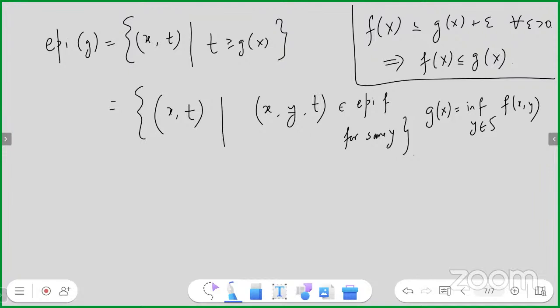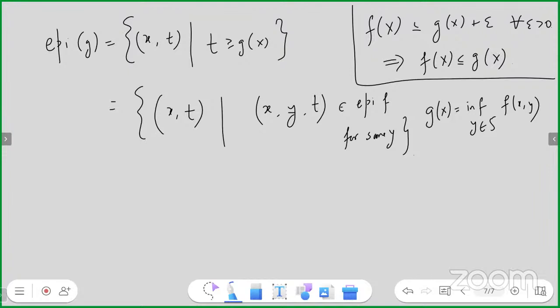Supposing this is true, why is epi of G convex? Epi of F is convex because it's convex in both x and y. So what am I doing from here to here? I'm just dropping one dimension. So it's nothing but a projection onto a lower dimension. This is convex, so this better be convex.